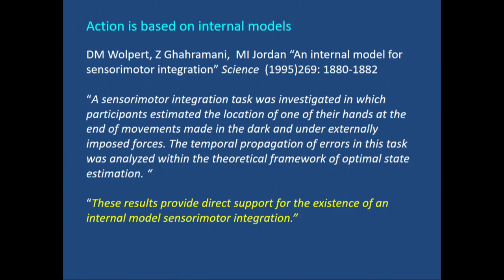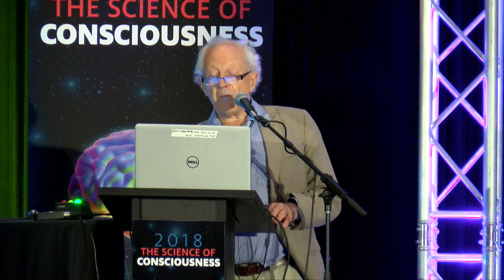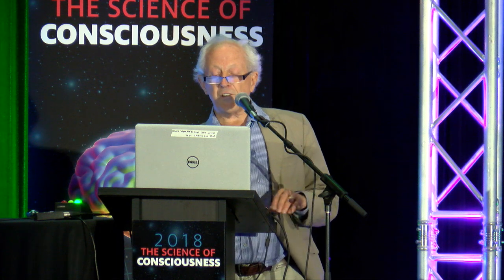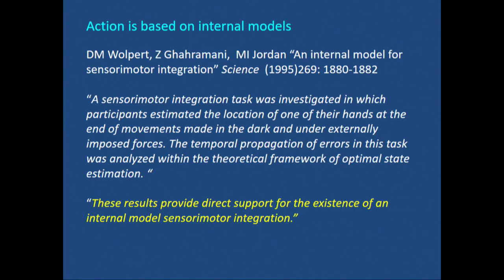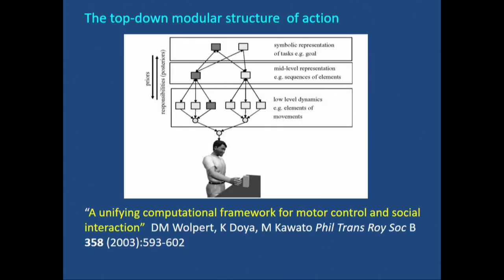Action such as this is based on internal models, and Wolpert et al., in an internal model for sensorimotor integration, say the following. A sensorimotor integration task was investigated in which participants estimated the location of one of their hands at the end of movements made in the dark and under externally imposed forces. The temporal propagation of errors in this task was analyzed within the theoretical framework of optimal state estimation. These results provide direct support for the existence of an internal model for sensorimotor integration, and that model is the causal agent that directs what happens.